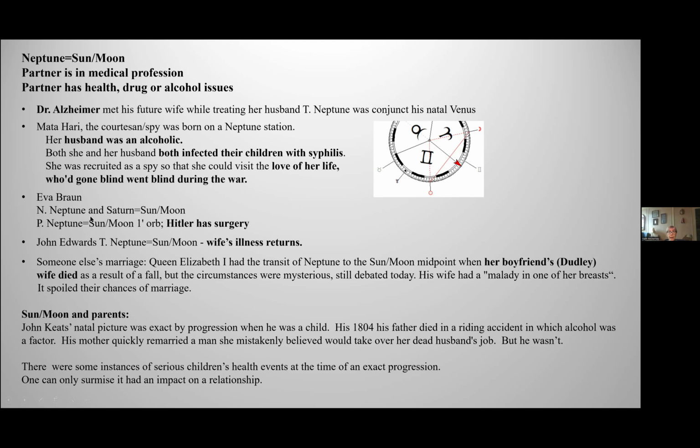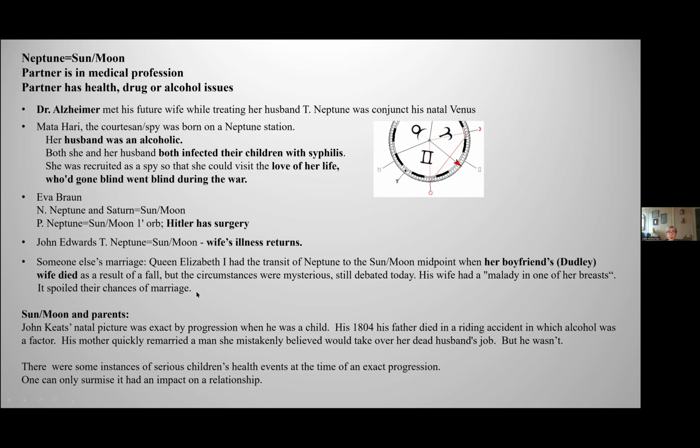Eva Braun had both Neptune and Saturn on the Sun Moon midpoint. If you remember, she's the one who married 40 hours before she died. And with the Saturn equals Sun Moon, and progressed Neptune equals Sun Moon when her boyfriend Hitler had surgery. When John had the Neptune transit, his wife, and this was just a transit, his wife's illness returned.